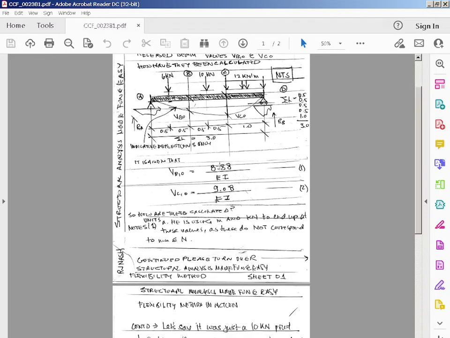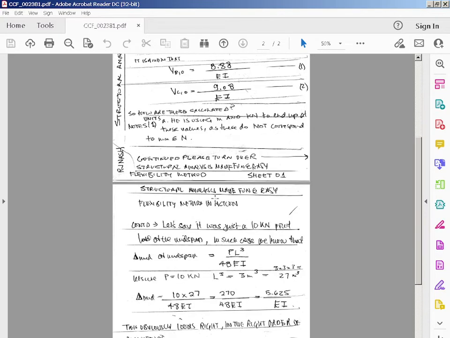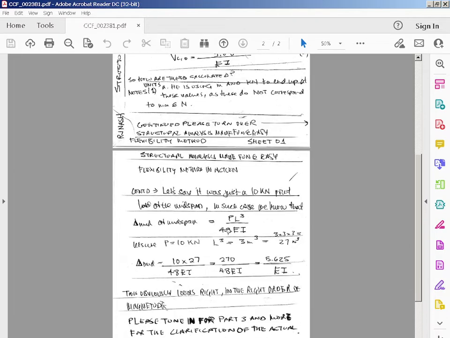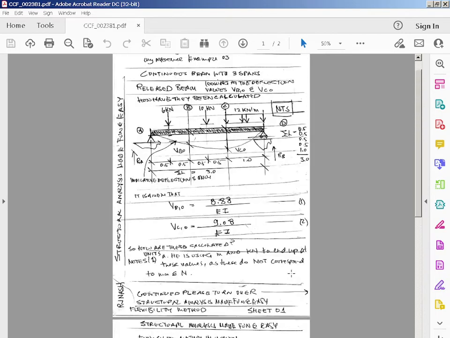So this looks right. This looks comparative to his values here. He's got a little bit more than mine. So if you just had the point load in the middle of 10 kilonewtons, that would be 5.65 kilonewton meters over EI deflection. So that's obviously how he's worked it out.